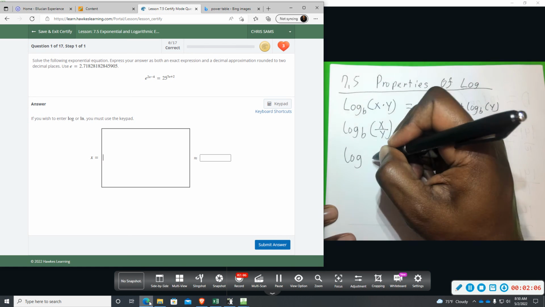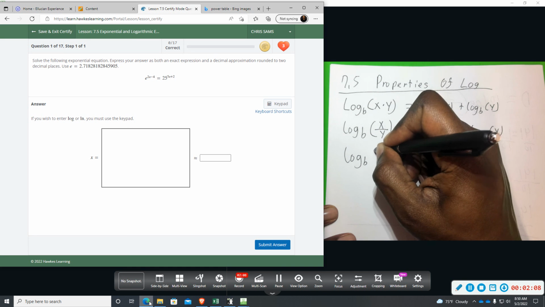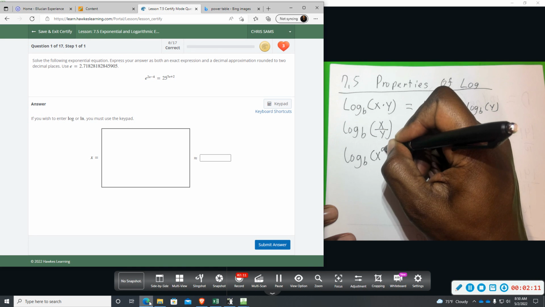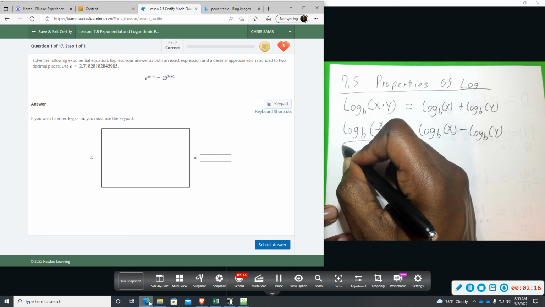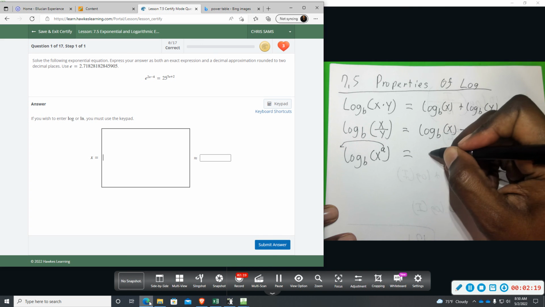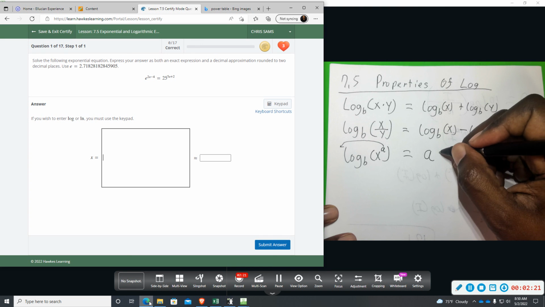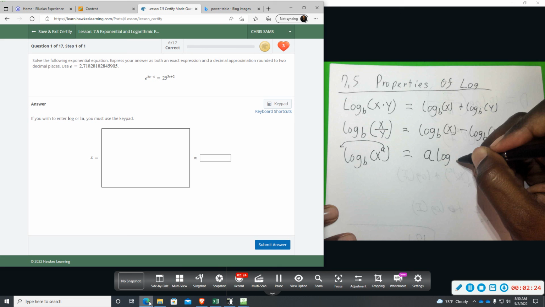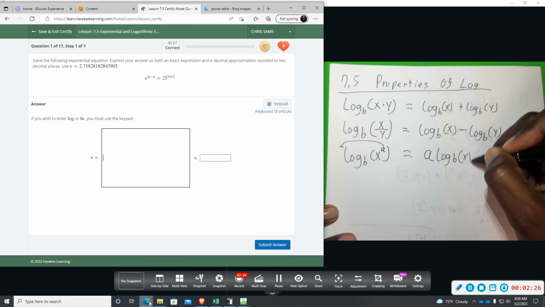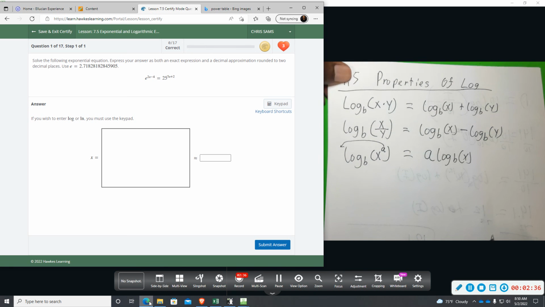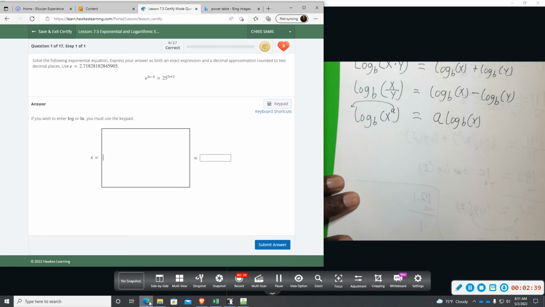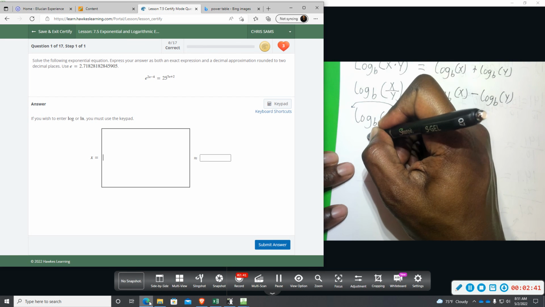And then you also have the power property. Log base b, and we'll say x to the a power. This exponent can come down to the front as a multiple, and that would be a times log base b of x. So these are the three prominent properties that we will be using when applying these log and exponential equations. And then there's one more formula, the compound interest formula, that we will see toward the end.